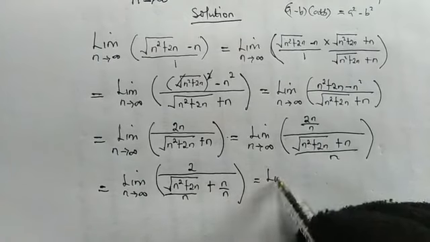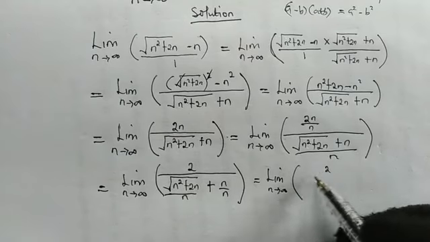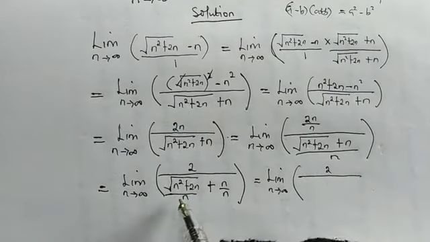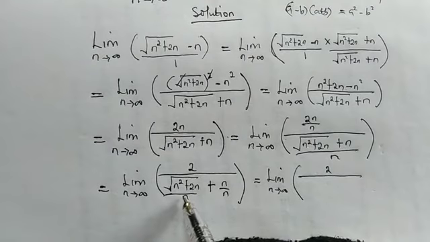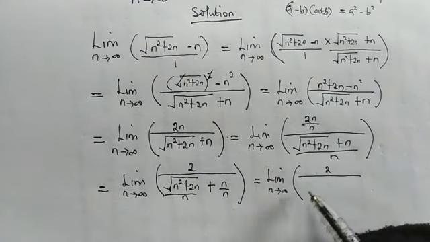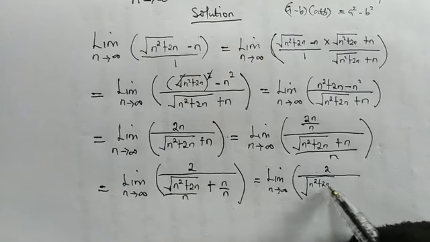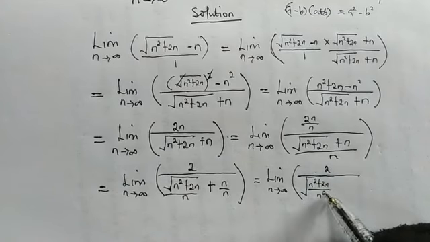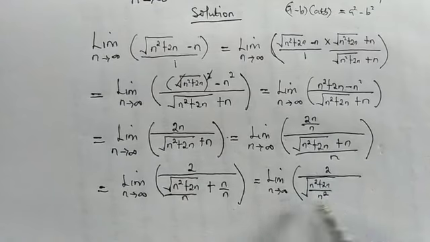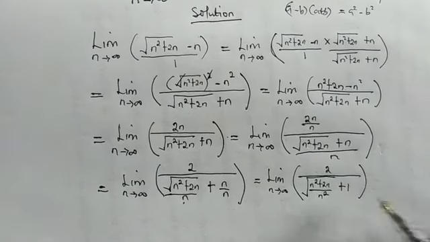So this is equal to the limit as n is approaching infinity of 2 all over, this n here, if we want to put it under the root sign, is going to be squared. So that means we're going to have something like this: n squared plus 2n, all over n squared, because the square root of this n squared will give us this n here. So here we have plus 1.